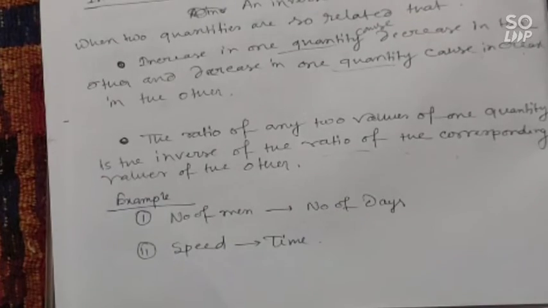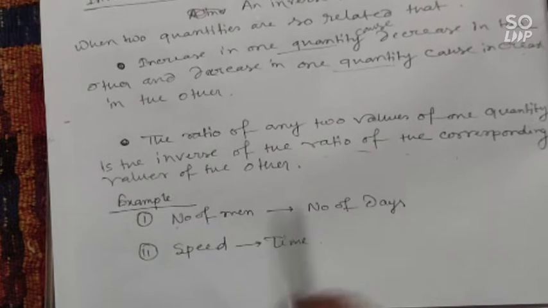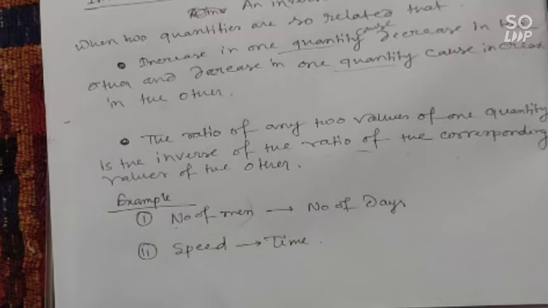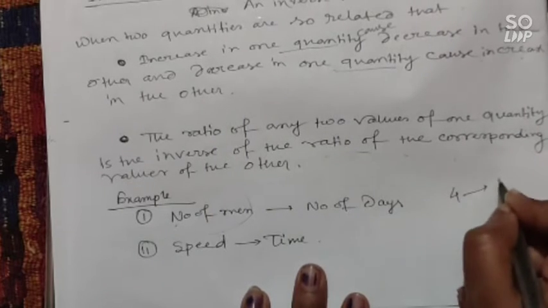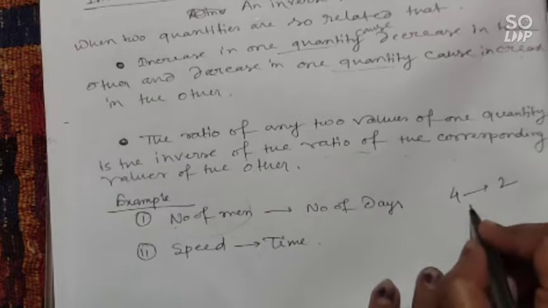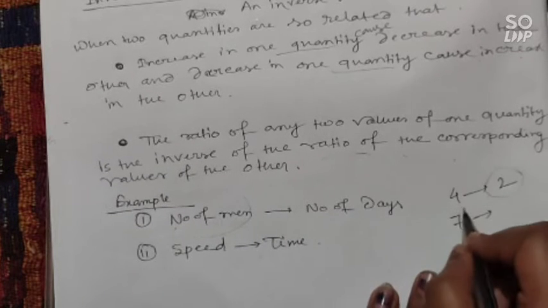Now we will see which quantities will be in inverse variation. Number of men and number of days. This will be in inverse variation. Why? Because when the number of men will increase, then if you and your 3 friends, that means 4 people, can do a work in 2 days, then if your 3 more friends join, that means 7 persons, can do the work in how many days?